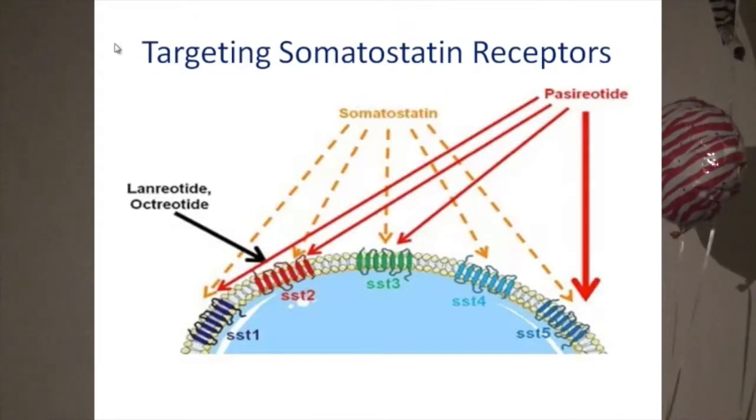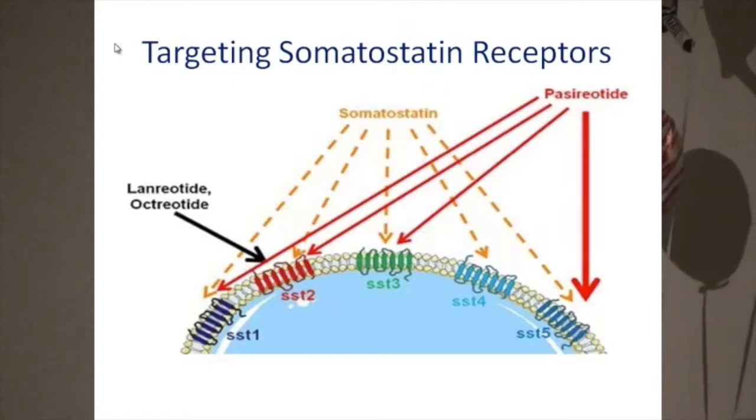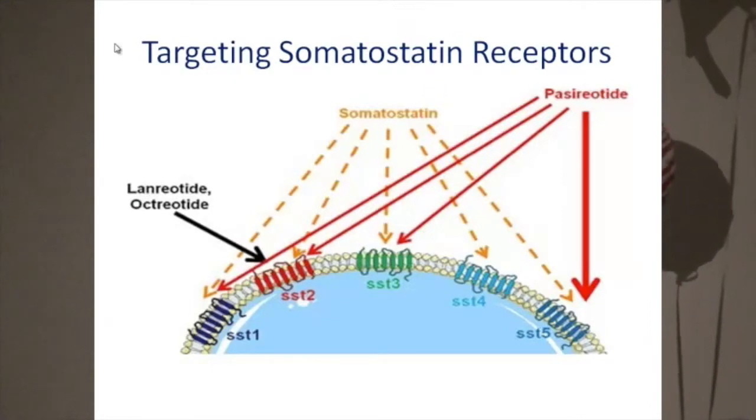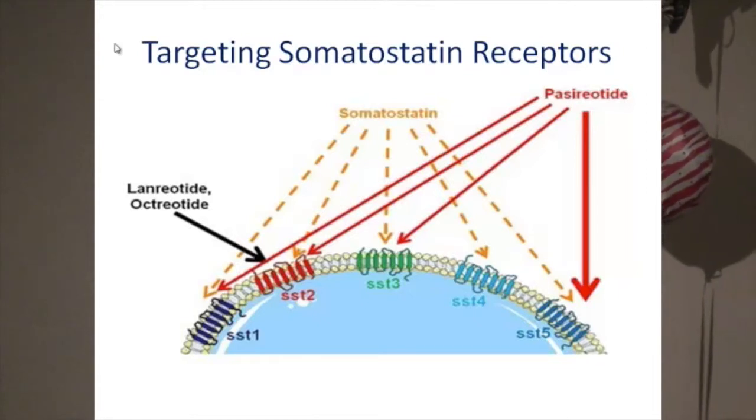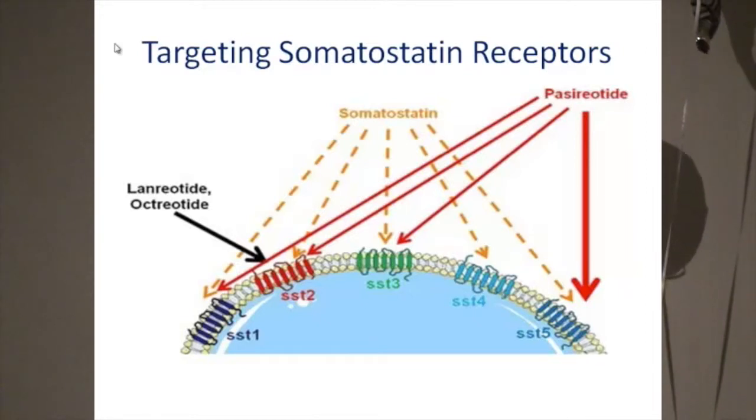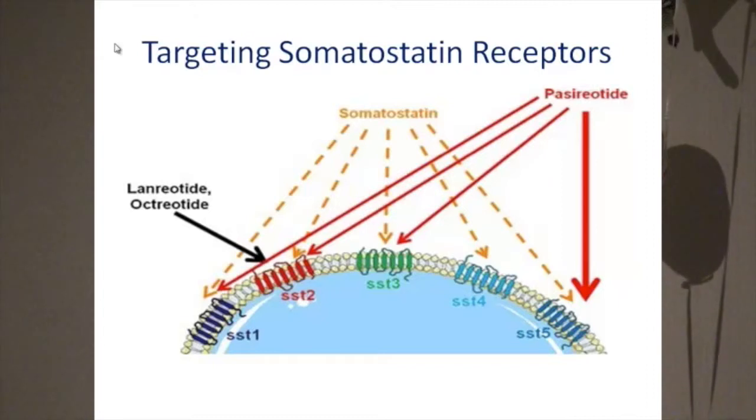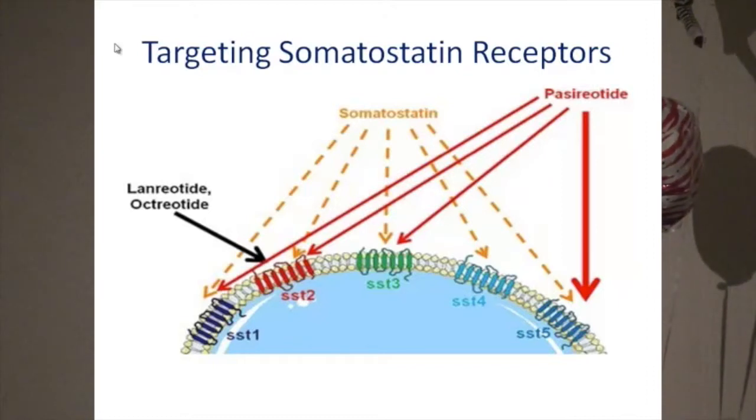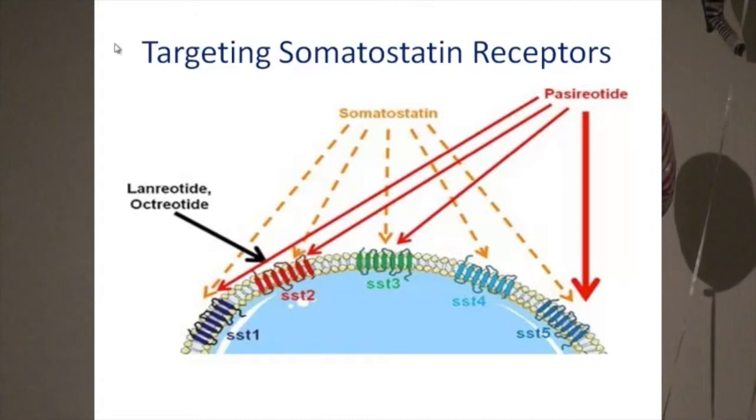That this is showing essentially in human somatostatin, it has an effect on all of those subtypes. Lanreotide, Octreotide, predominantly somatostatin receptor 2, Pasireotide, predominantly somatostatin receptor subtype 5.